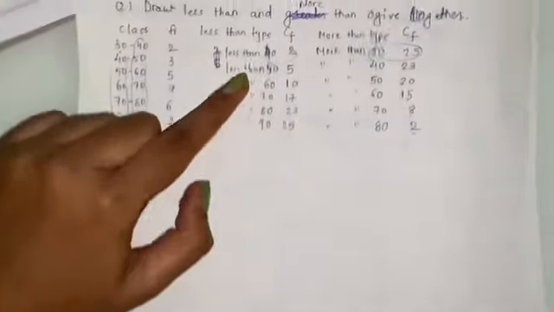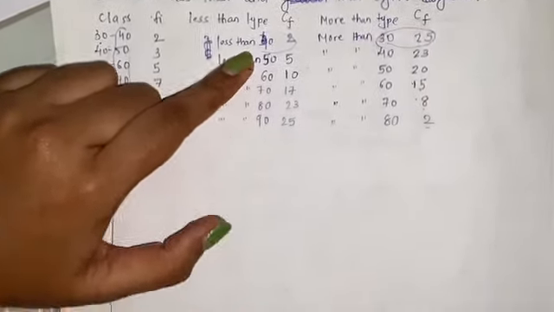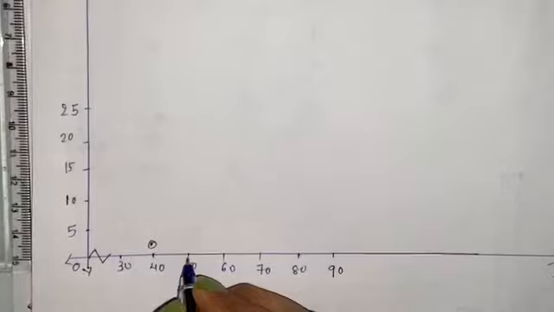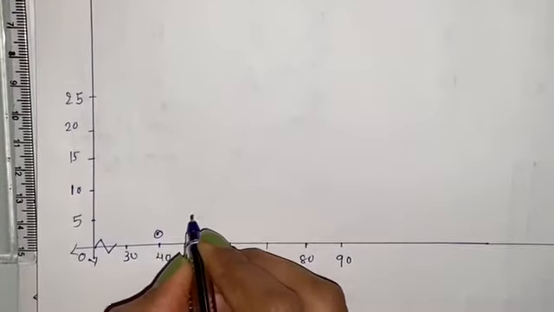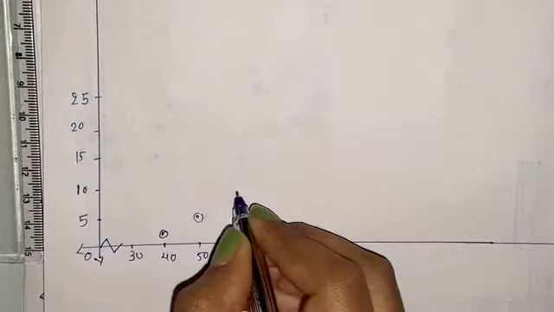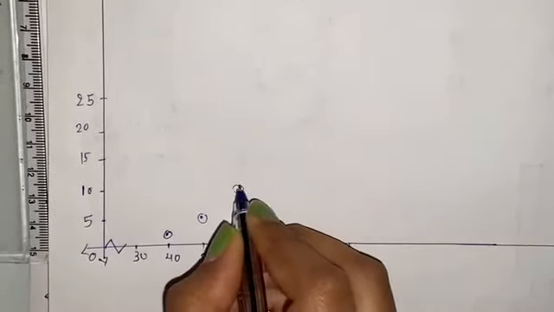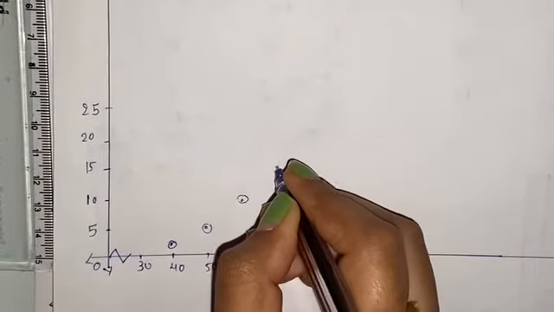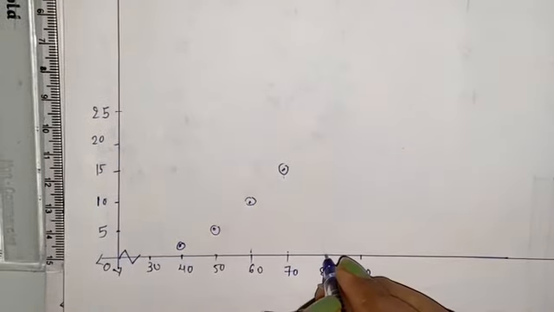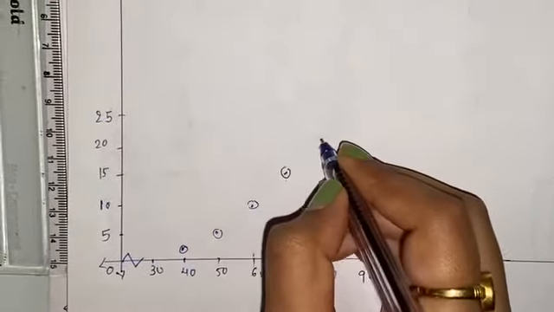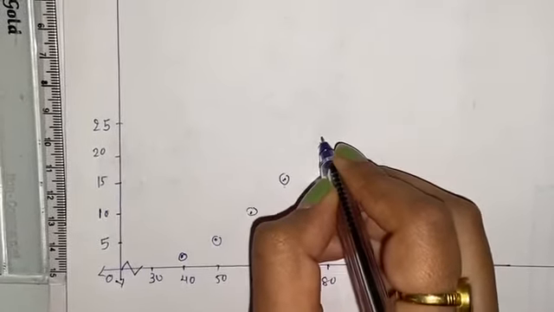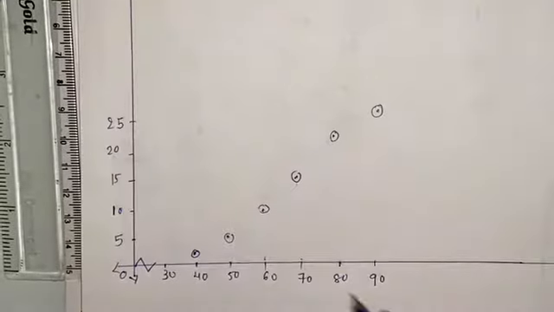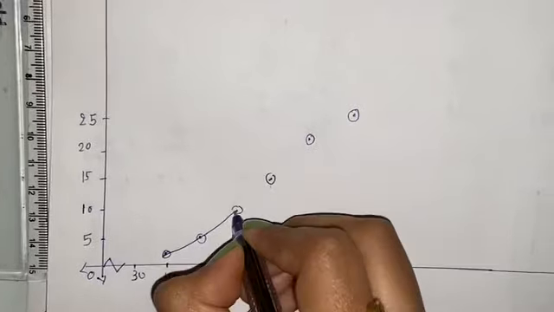First of all, I will draw less than type. When you have 40, we have 2. So 40 and 2. 2 will be somewhere here. When you have 50, it is 5. 60, 10. 70, 17. 15 and 17 will be somewhere here. With 80, we have 23. With 90, you have 25. So now just join this.